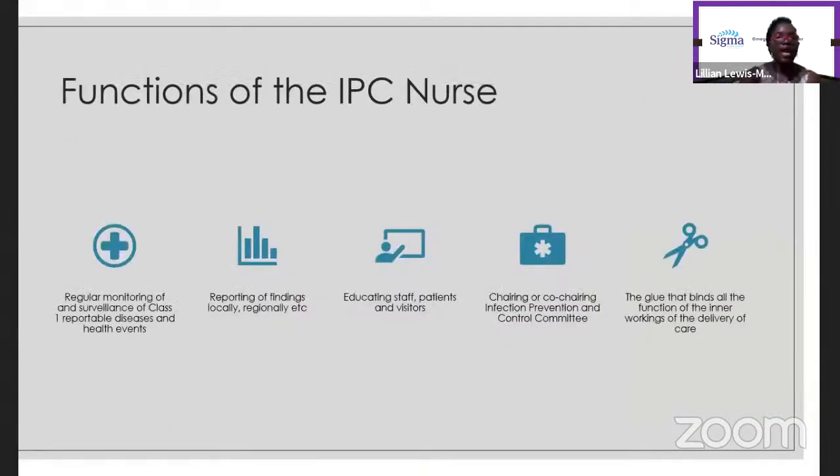So the functions of the IPC nurse. Now, the functions of the IPC nurse include regular monitoring of and surveillance for the class one reportable diseases and other health events, the reporting of findings locally and regionally, educating of staff, patients and visitors, the chairing or co-chairing of the Infection Prevention Control Committee, and generally just being the glue that binds all of these functions together.